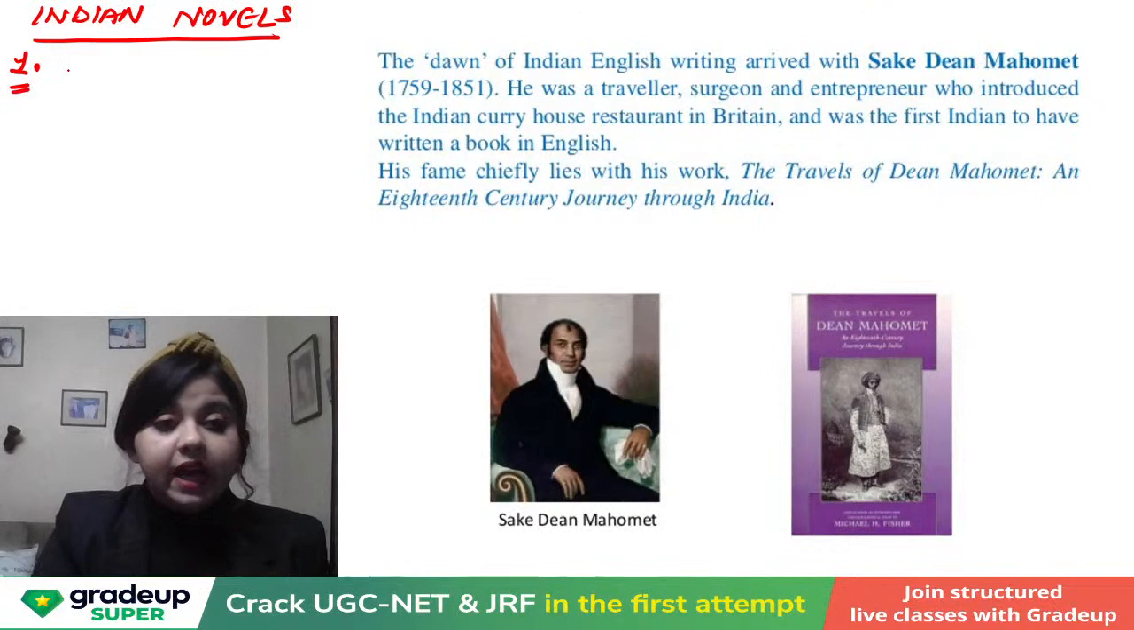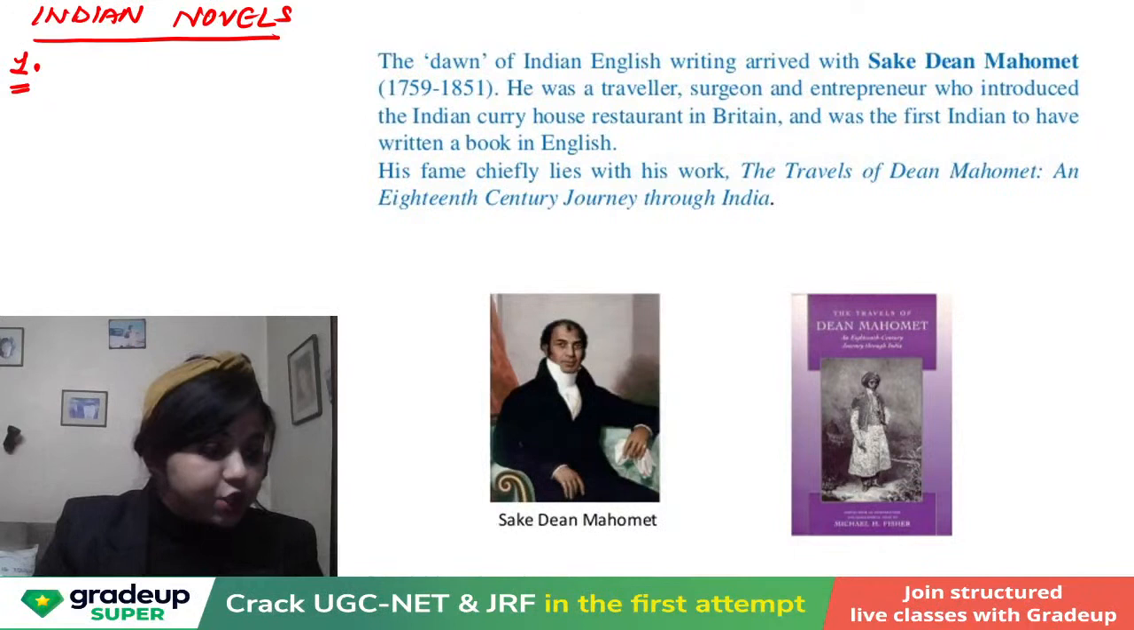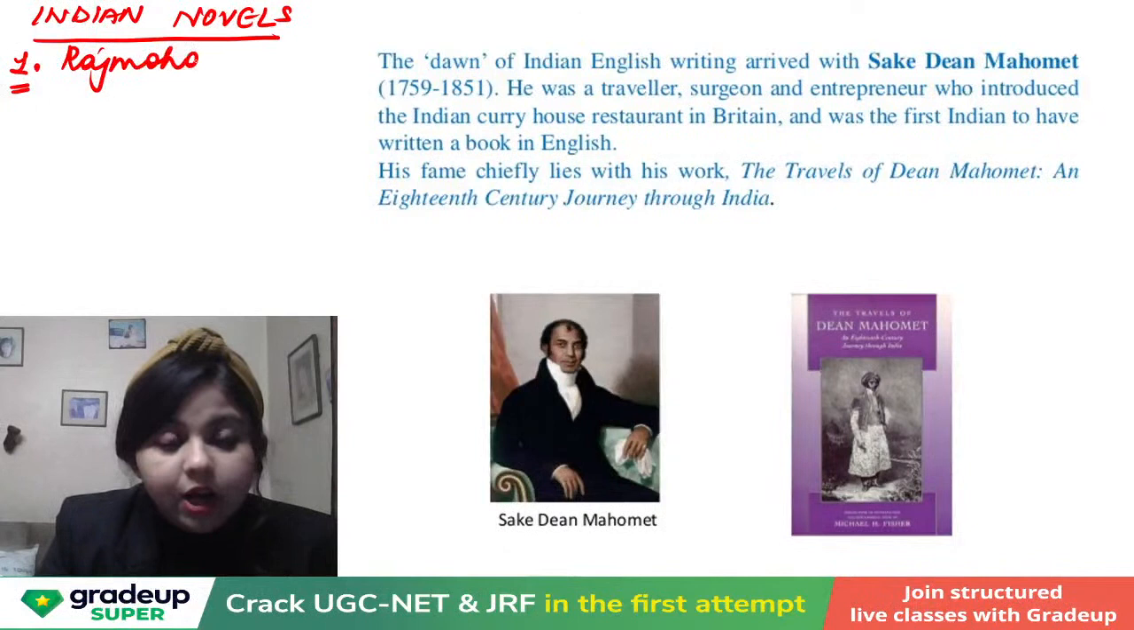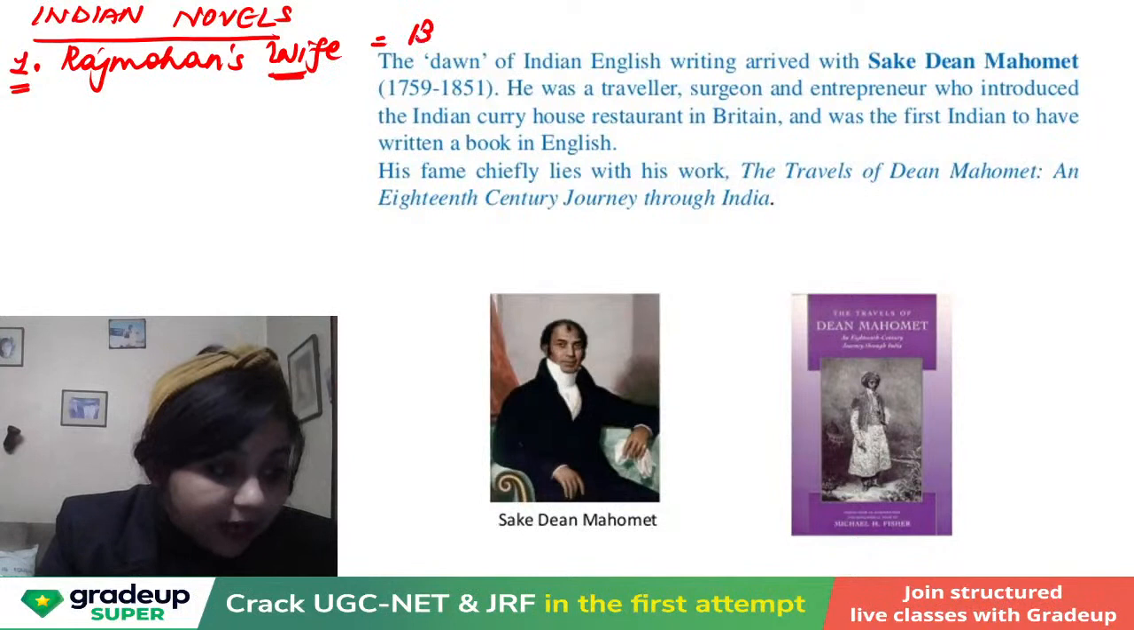Rajmohan's Wife by Bankim Chandra Chatterjee becomes your first example, first prototype of an important novel that is coming from an Indian. It is very novel, it is unique. So Rajmohan's Wife becomes the first major example that we are having. Rajmohan's Wife becomes the prototype, and by Bankim Chandra Chatterjee. Bankim Chandra Chatterjee is writing this.